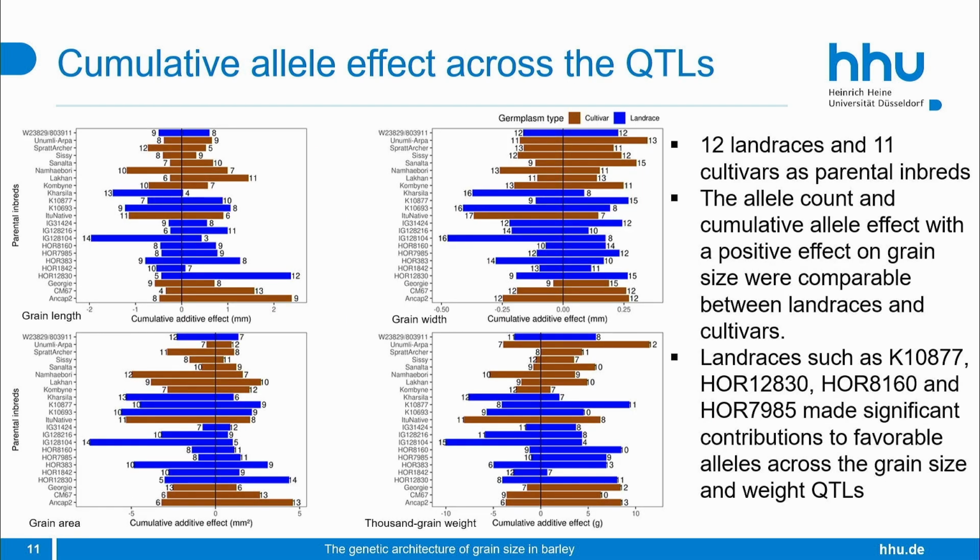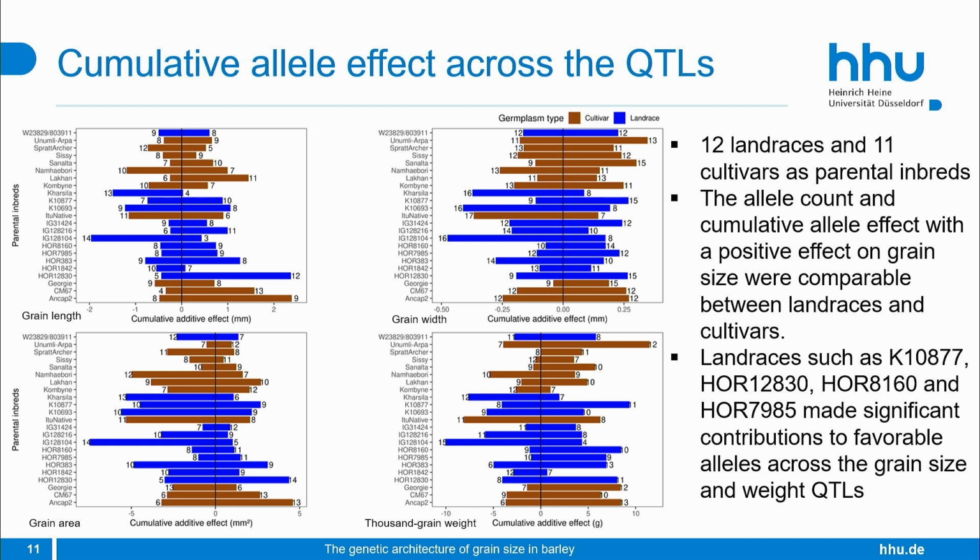And this is the simplified version of the previous graph. Here we divide the effect into each single parent, and these are the cumulative effects, either positive or negative, and the number above the bars is the number of loci. There is a lot of information in this graph, but what I want to point out is that we have 12 landraces and 11 cultivars among those 23 lines.